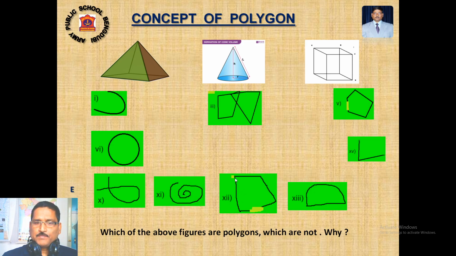This is made by line segments but open, again this is not a polygon. This is a semicircle, the diameter is a line segment, but this is a curved part, it is not made by line segments, so it is also not a polygon. So you have understood what are polygons and what are not polygons. Okay, now I'm coming to the next.